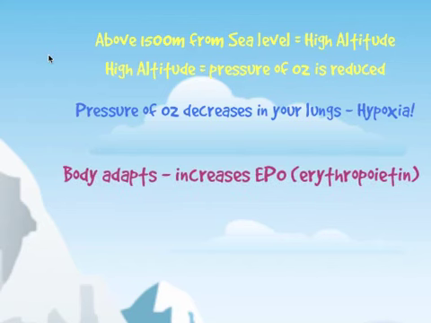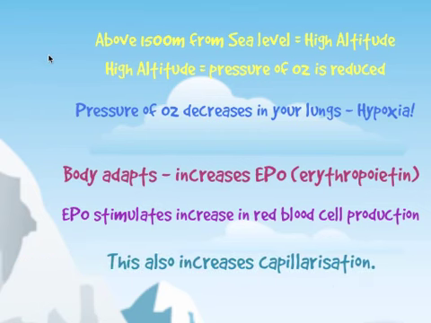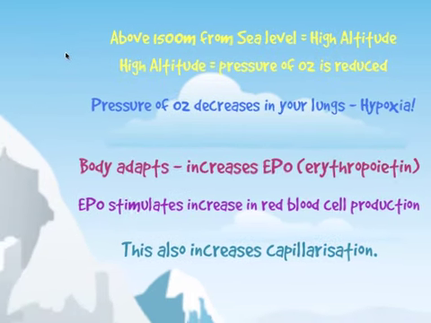Now what happens within the body is the body gets alerted by this decrease of pressure and oxygen, and it adapts. In fact, it increases a chemical called EPO, which is erythropoietin, and what that actually does is it stimulates the increase in red blood cell production. So it starts to produce more and more red blood cells to compensate for this lack of pressure in your alveoli. And that means a faster capillarization, or an increase in capillarization rate.